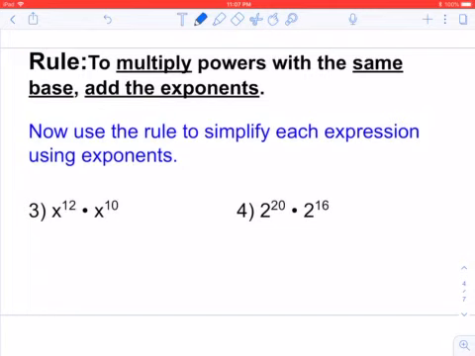That's very important. To multiply powers with the same base, add the exponents. You don't need to write what's in blue here. We're just going to go ahead and use that rule now to simplify each of these problems.